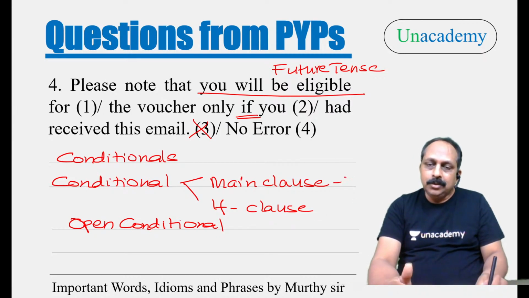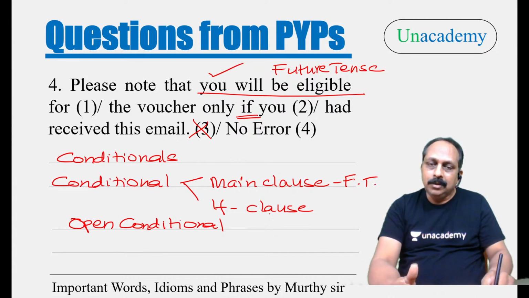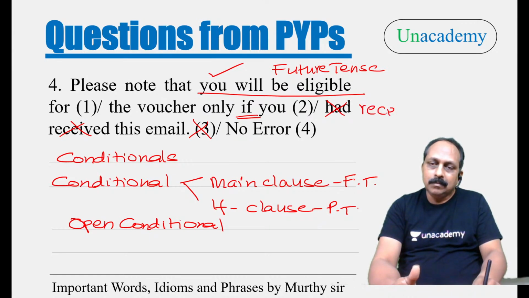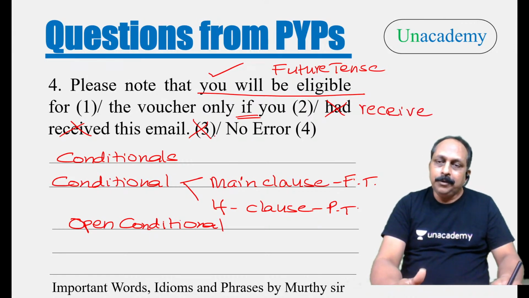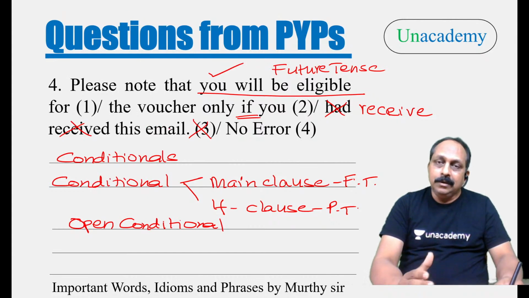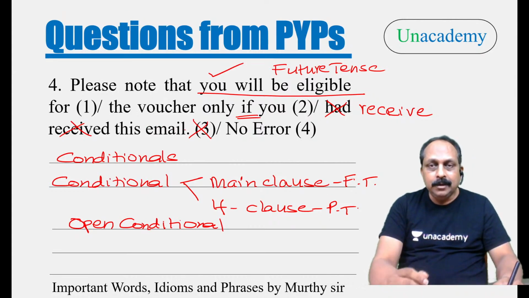In the main clause we use future tense. It is in future, nothing wrong. In the if clause we use present tense. But here it is not in present. It should be: if you receive. If you receive, you will get selected. You will get selected if you work hard. You will speak fluently if you practice.